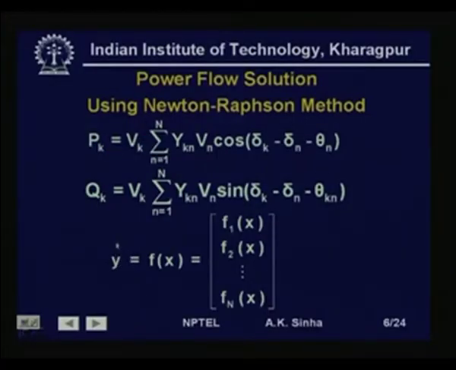Now, we can write this equation in a general form as y is equal to f x, where f x is a vector f 1, f 2, f 3 up to f n. That is, for each bus we have one function which relates the real power and reactive power at that bus. So, we have n such functions. So, y is equal to f x is the general form of this equation.